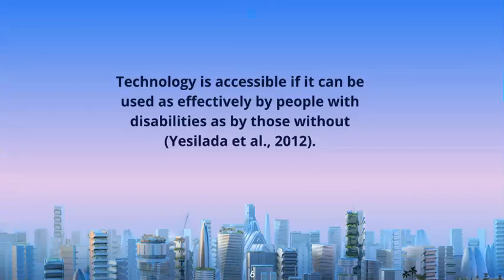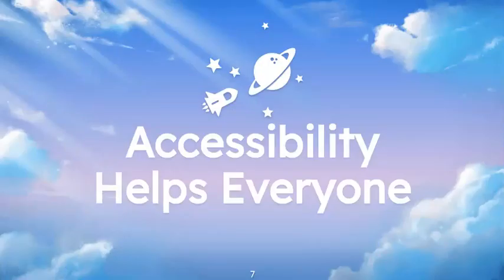Ultimately, this sentence stood out to me the most from one of the articles. Technology is accessible if it can be used as effectively by people with disabilities as by those without. We're looking for true equality here, not just good enough. And finally, accessibility helps everyone. Even if you don't have a disability, accessibility helps everyone.